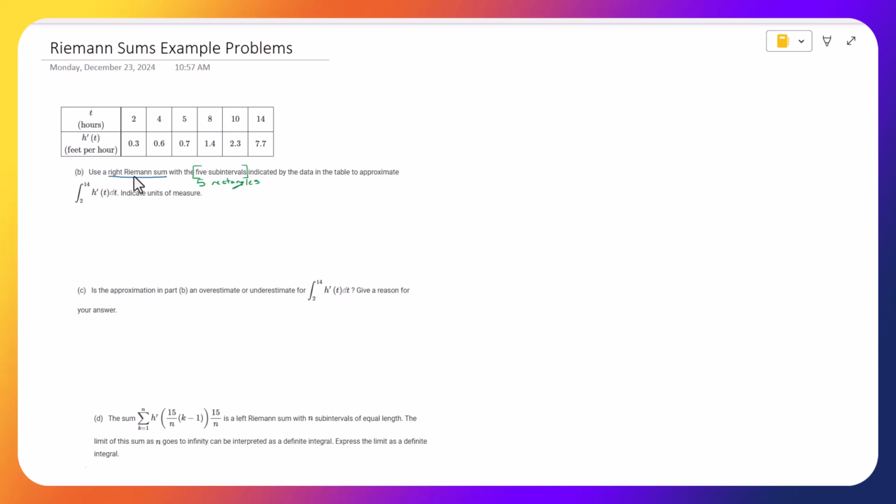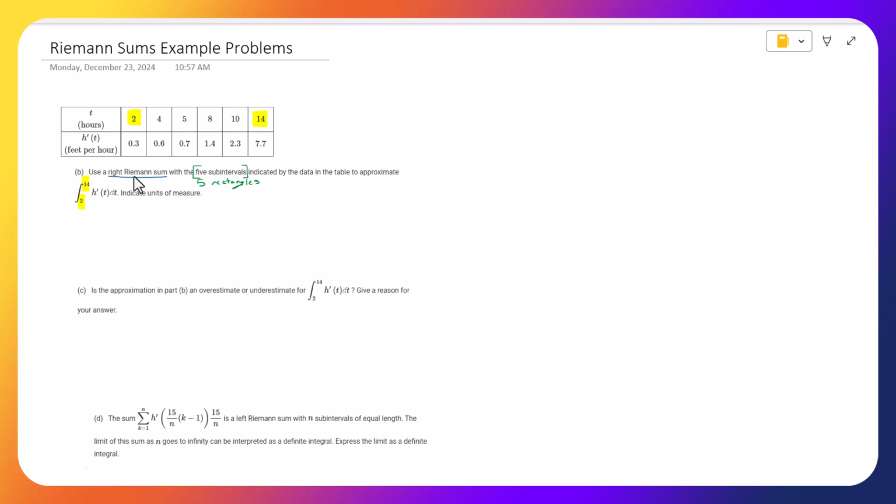Using the data in the table to approximate the integral from 2 to 14. So since we're going from 2 to 14, we're using everything in our table. Okay, and when they give us a table, it's probably they're going to choose the whole interval, but they might not, so pay attention to that.